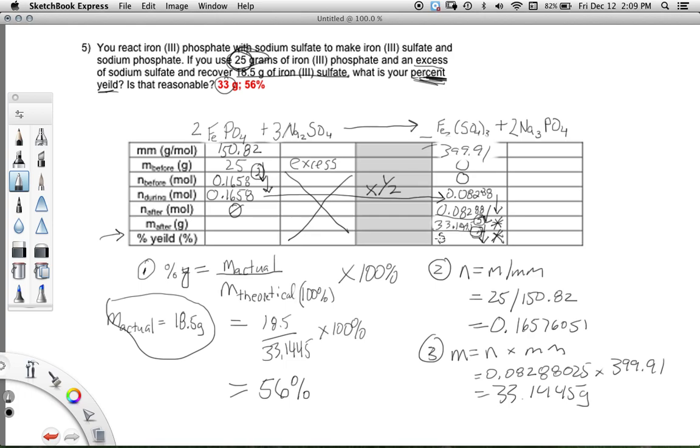So what is my theoretical, or what is my percent yield? It's 56, because I could have got 33 point something. I only collected 18.5. And that makes perfect sense, because there could be side reactions. Maybe I didn't wait long enough. Maybe I had a spill. Maybe some of it got sucked through the filter paper and I lost it. There's many different reasons. I should never get 100% yield.